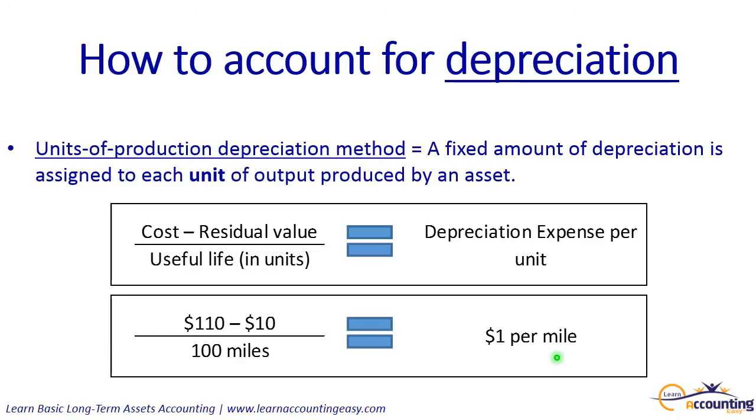And all we have to do to calculate depreciation expense for any given period of time, such as a month, is we take this depreciation expense per unit and just multiply it by the number of miles driven in that month. So if 10 miles were driven in that month, it would be 10 times the 1, so it would be $10 of depreciation expense. And we would record the journal entry just like with the straight line method, debit depreciation expense and credit accumulated depreciation.